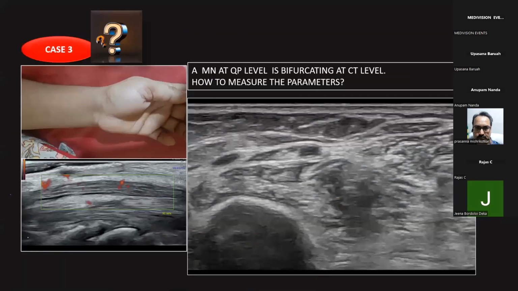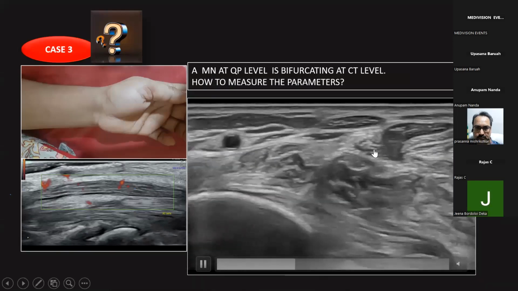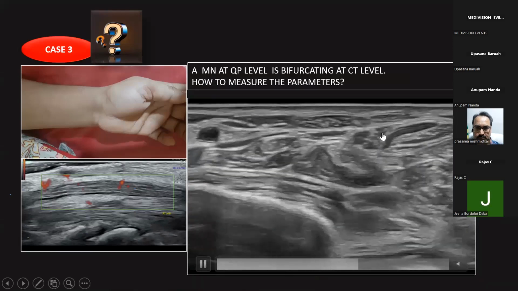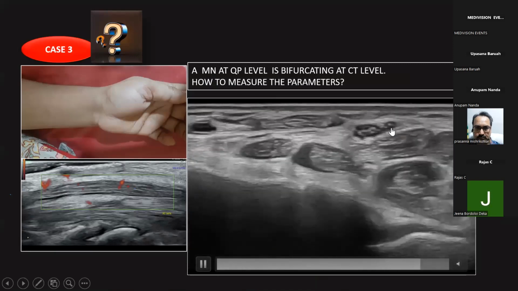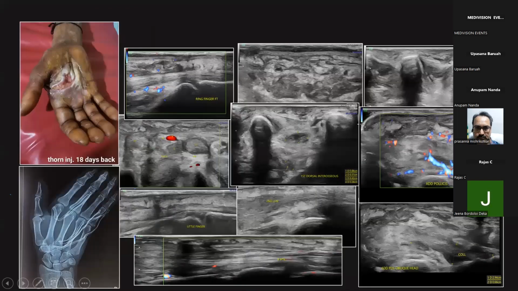In this case, we can see a single median nerve at the level of the pronator quadratus. As we move into the carpal tunnel, we can see it divides into 2. So how to measure the parameter in this case?